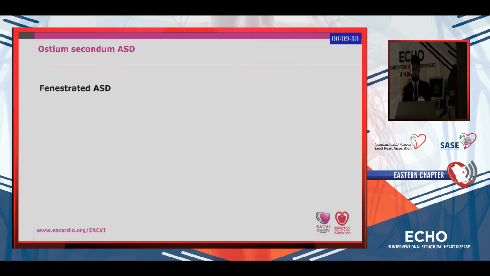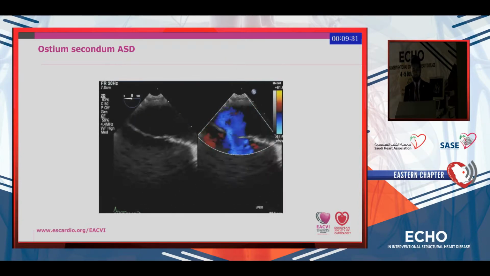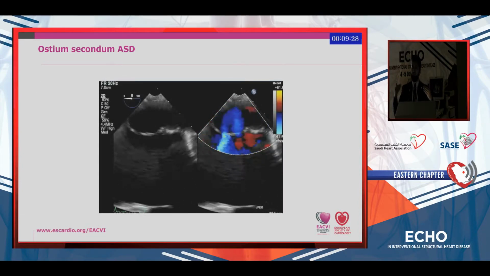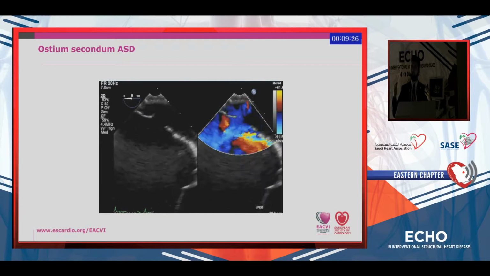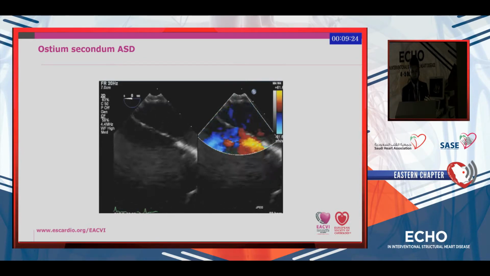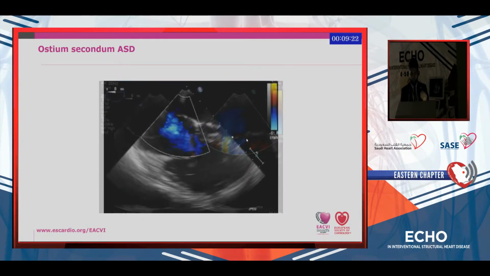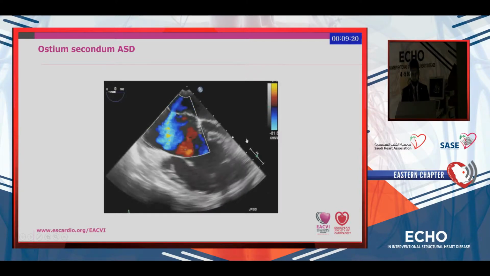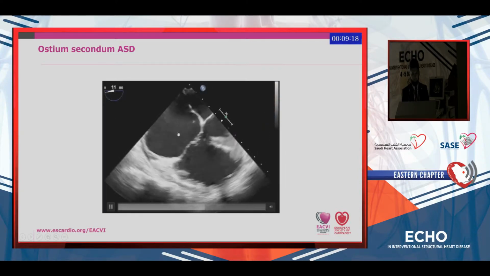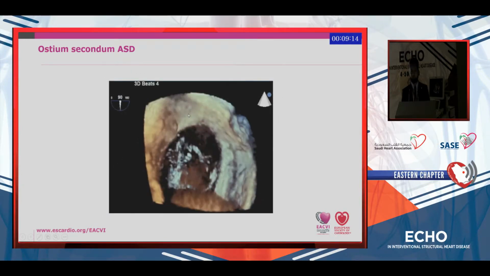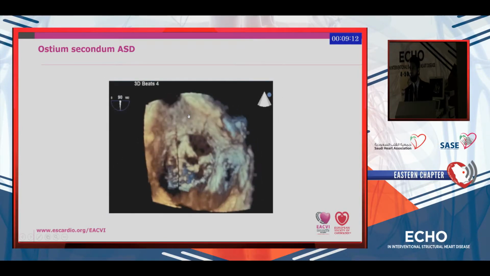Other types of defects, fenestrated ASD, they are usually very thin septi, and they are multiple. Okay, you can see here many jets are going through from left to right. You can see the septum in 2D, a lot of defects. And this is a kind of septum that you don't like to image using 3D because it is very thin. A lot of defects will be there, dropout artifacts.